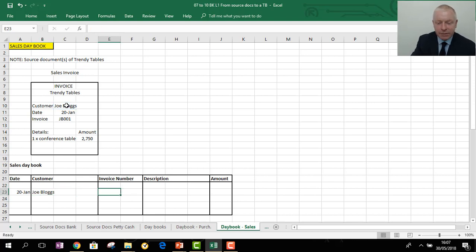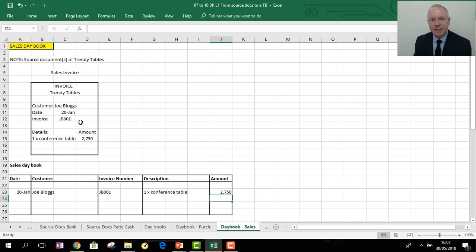And I need to look for the invoice number. So the invoice number is JB001. That goes in there. And the last two things to look for, the first one is description. What is it? What did we sell to this customer, Joe Blogs? It was a conference table. That goes in there. And for how much did we sell it to them for? It was 2,750. So I'll just take that information there.